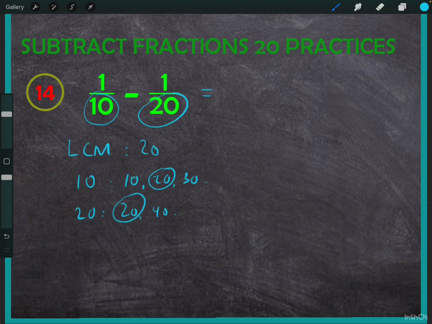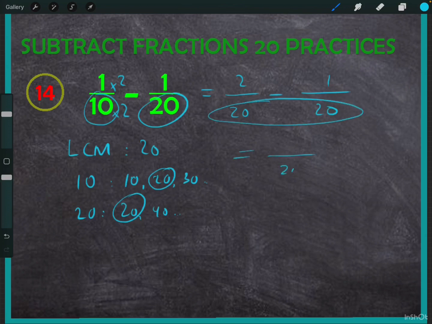From here, we will convert the two original fractions into two new fractions which have the LCM, 20, in the denominator. We write 20. For the first fraction, we must times 2 to 10 to get 20, and then we must times 2 to 1 also. So 2 times 1 is 2, 2 over 20. The second fraction, we just write again, 1 over 20. From here, we have the two new fractions with the same denominator. To subtract them, we just write the denominator again, and we subtract the two numerators. 2 subtract 1 is 1. 1 over 20 is the answer.